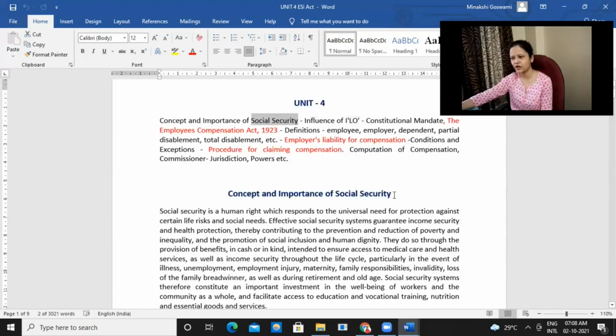Okay, so this concept of social security, the first part we have is concept and importance, influence of ILO, and then constitutional mandate. Under the Constitution of India, do we have any obligation like that, where it tries to say that we want to provide social justice or social security should be provided? So do we have any provisions like that under the Constitution of India or not?